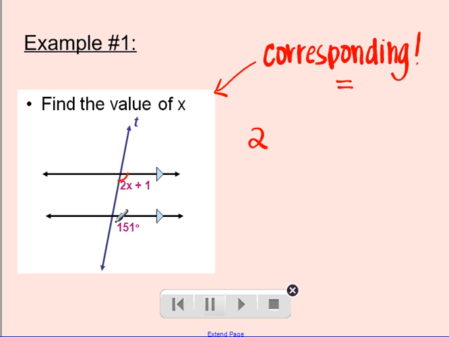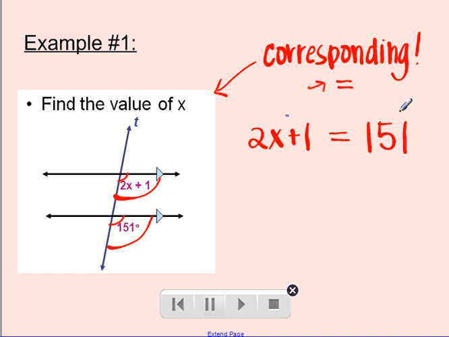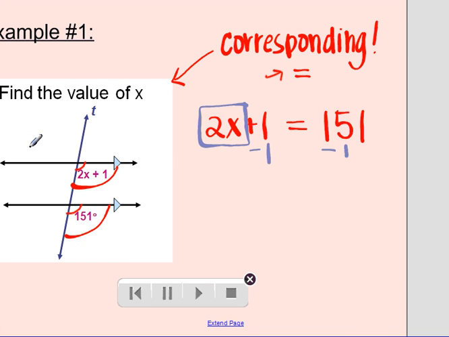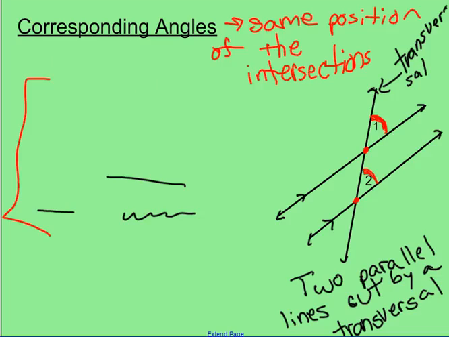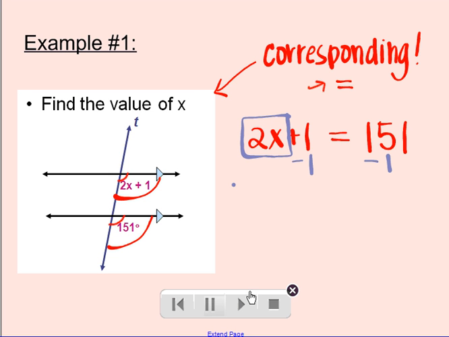Because this angle and this angle are in the same place, so we know that they are equal. You can take these two angles, 2x plus 1 and 151, and set them equal to each other, like I have right here. Now when we go to actually solve this equation, you guys are really good at solving equations at this point. You would draw your upside down t, subtract 1 from both sides.